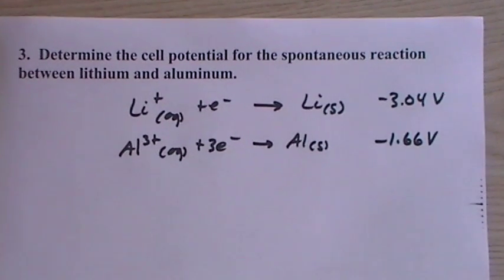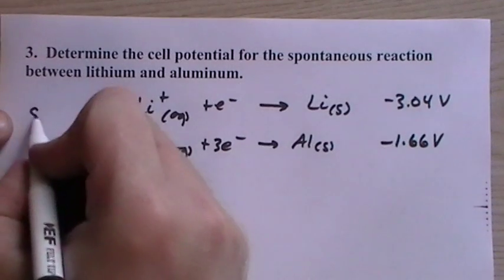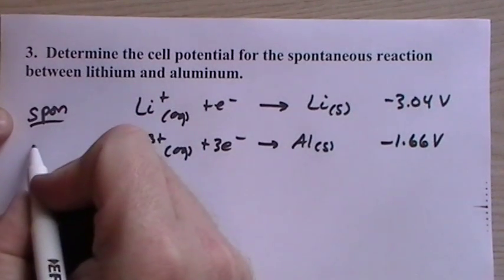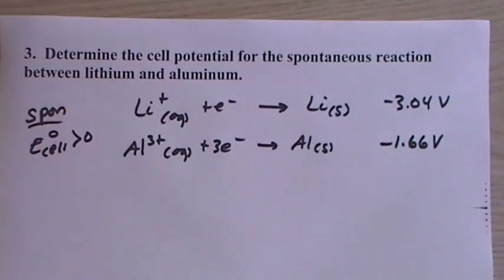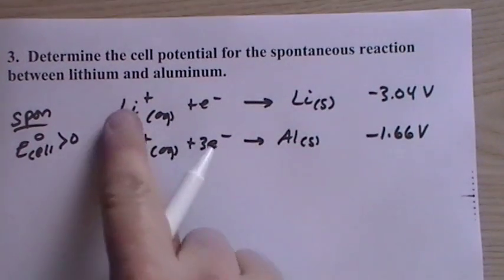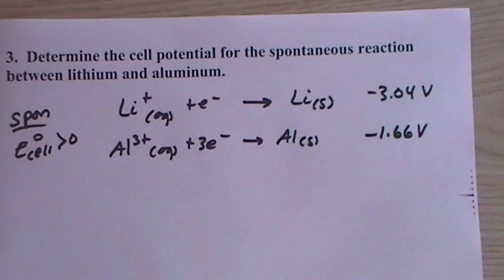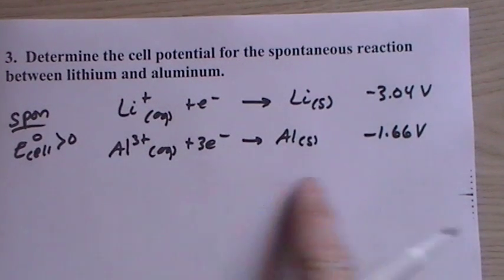Now, for it to be a spontaneous process, spontaneous means that your E cell must be greater than 0. So we know that lithium and aluminum are going to react because they're part of that table, but which one is going to be the oxidation? And which one is going to be the reduction? The reduction stays as is. The oxidation has to be flipped.